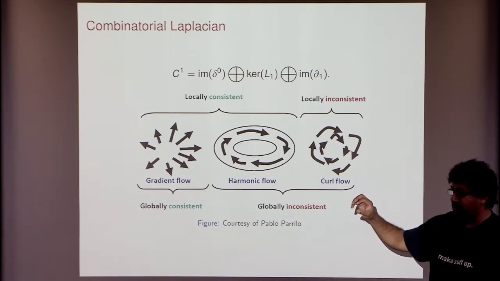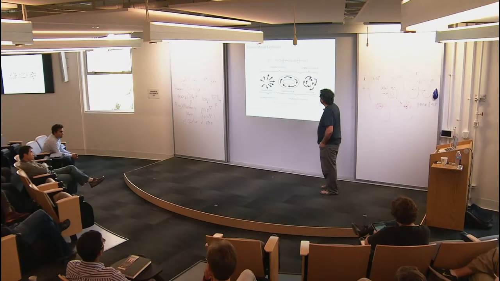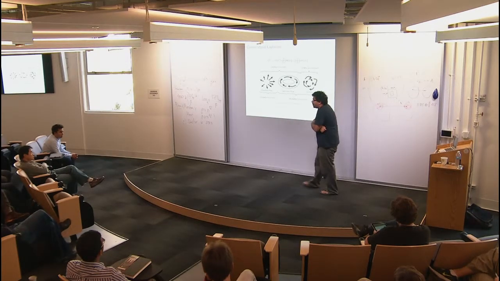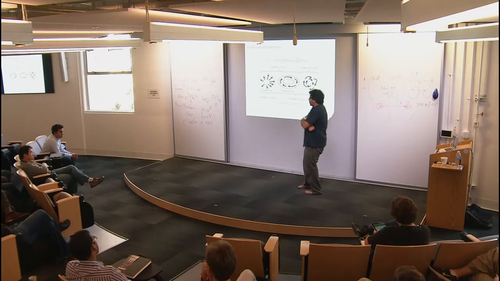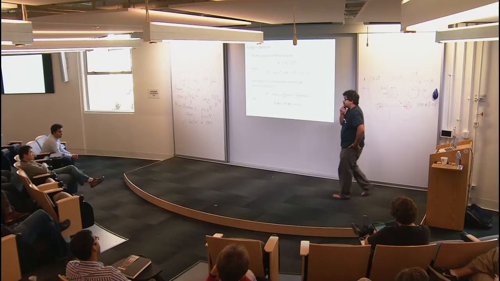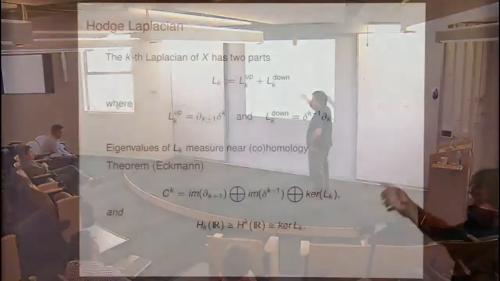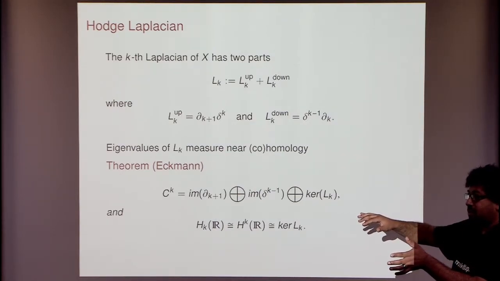Yeah? Is there some pairing involved here? Because I don't understand the definition of L_k up, the Laplacian, and then in the previous slide. In the previous slide. What do you mean by pairing? I mean, how do you compose delta k with the boundary of k plus 1? Right. So right now, just think of it as a transpose. Okay?